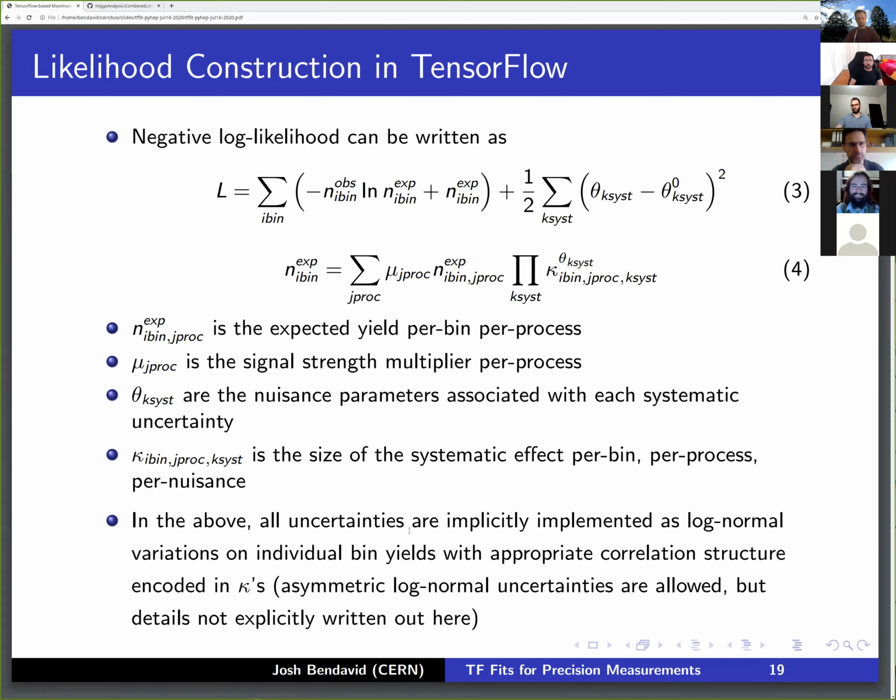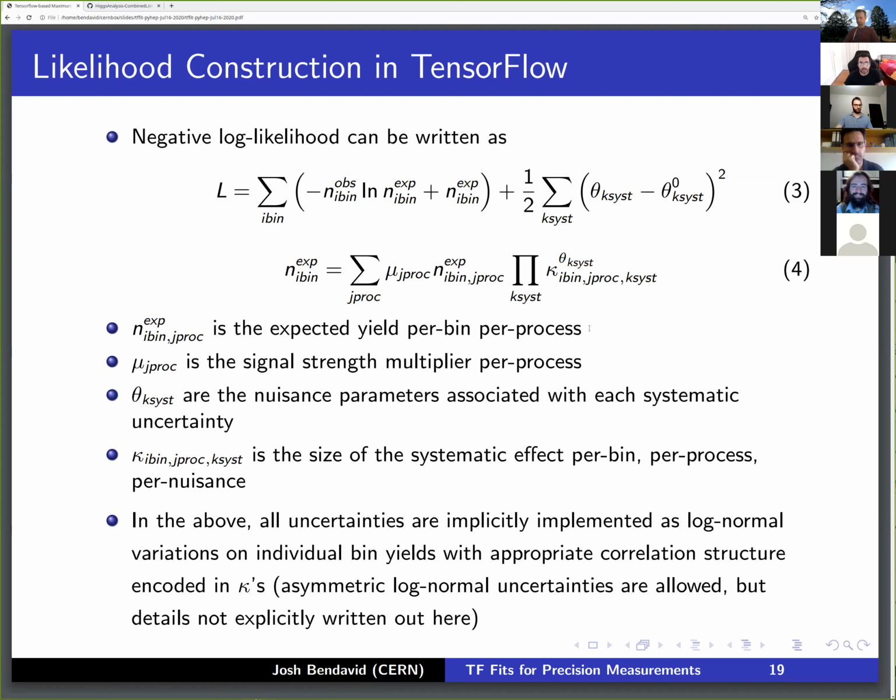Now, the likelihood construction in TensorFlow is actually rather interesting. You can write this explicitly, as I wrote it out with the indices. You have this N, which is the expected yield per bin per process, so it's a two-tensor matrix. You have this mu, which is the signal strength multiplier per process, so it's a vector. You have the thetas, which are the nuisance parameters associated with each systematic uncertainty, so again, a vector. And then, rather interestingly, you have this kappa, which is the size of the systematic effect per bin, per process, per nuisance parameter. So it's a three-tensor.